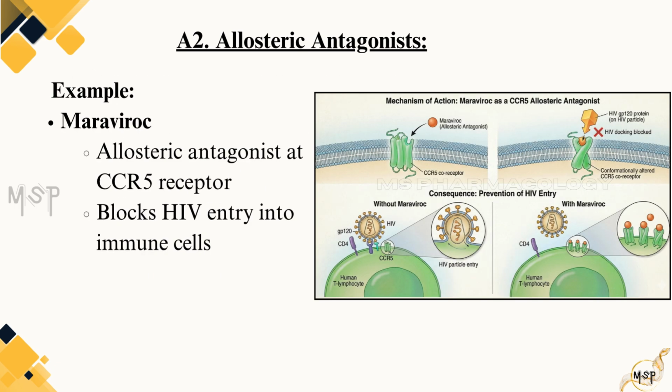Real-world example: Maraviroc, an HIV drug, is an allosteric antagonist at the CCR5 co-receptor on human immune cells, preventing HIV from docking and entering the cell.